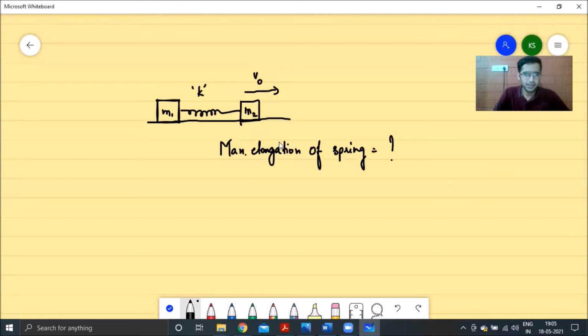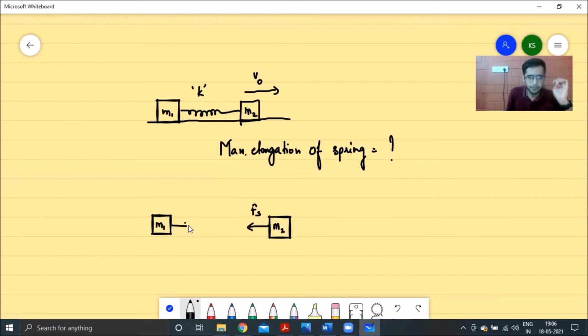Right. So let's try to understand the motion of these particles over here. Once the block starts moving at the velocity V0, your spring will now start getting elongated as this block is moving, and this block is initially stationary at that next instant. So the spring starts getting elongated. Because your spring starts getting elongated, your spring will start exerting a force on the block of mass M2 towards left, and the spring will start exerting an equal force on the block of mass M1 towards right.